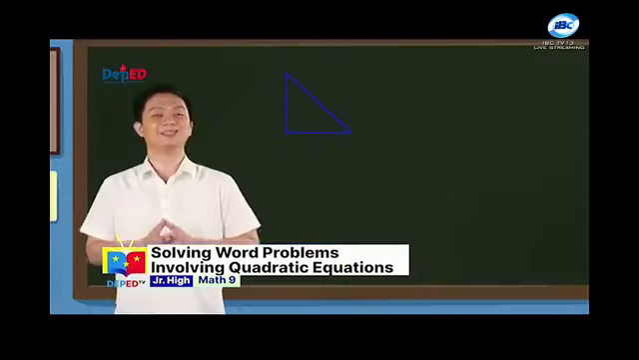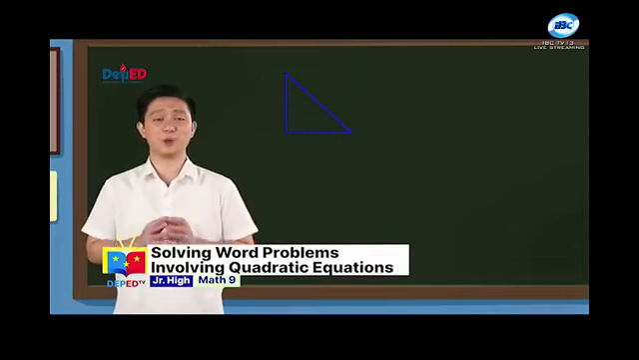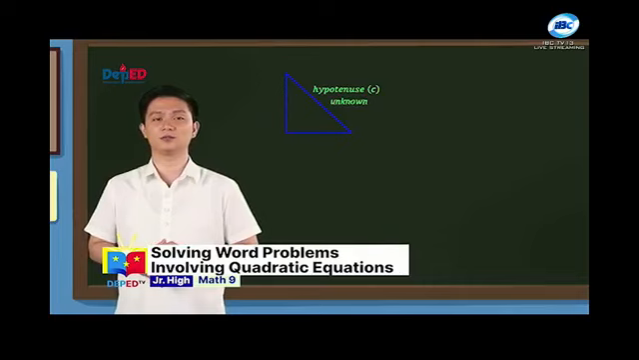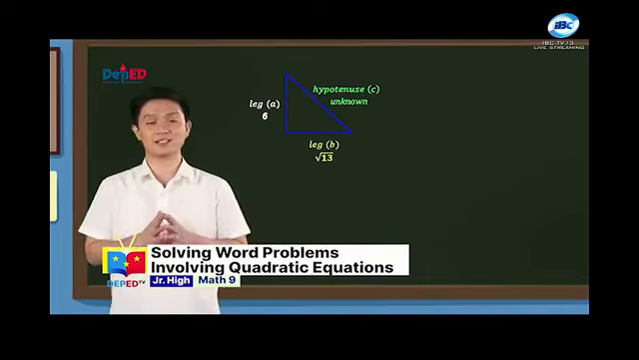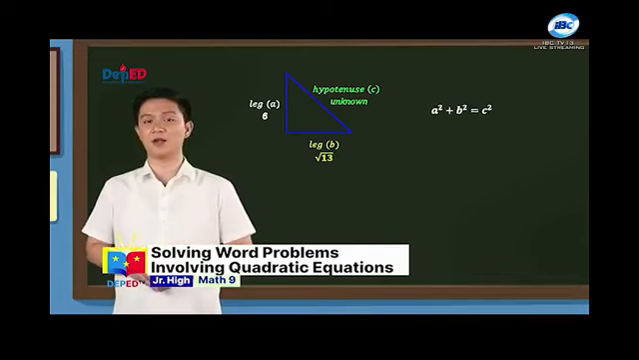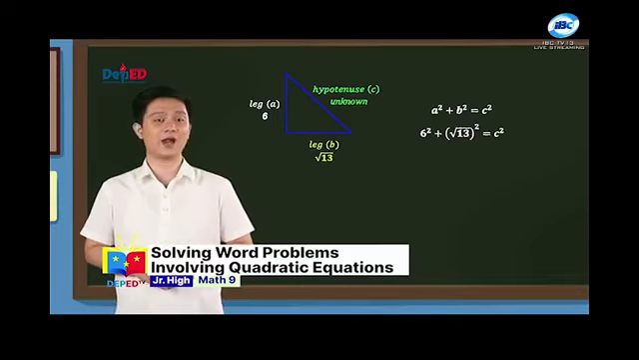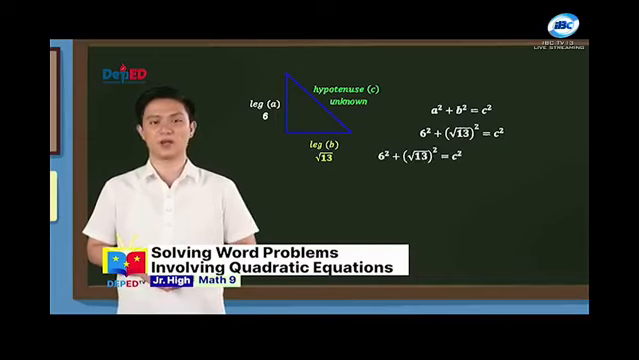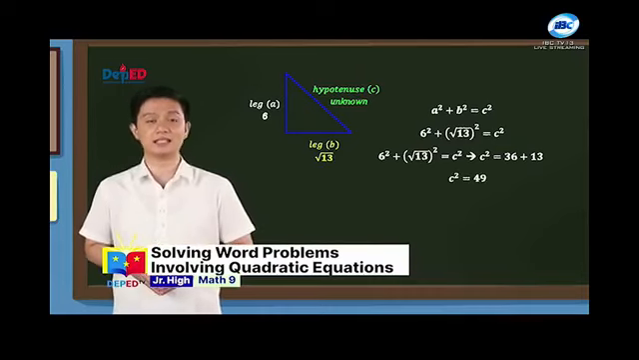Time is up. Drawing the figure will help us visualize the problem better. The hypotenuse C is unknown. Let the leg A be 6 units long, while leg B is square root of 13 units long. Applying the Pythagorean theorem, we can arrive at the equation 6 squared plus the square of square root of 13 equals C squared.